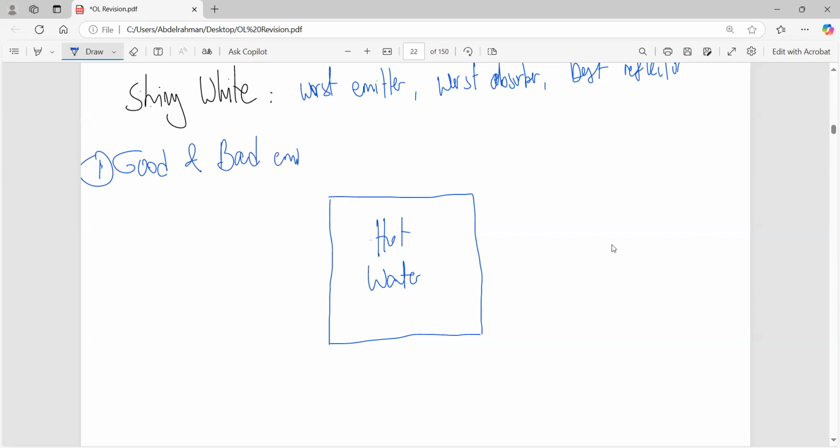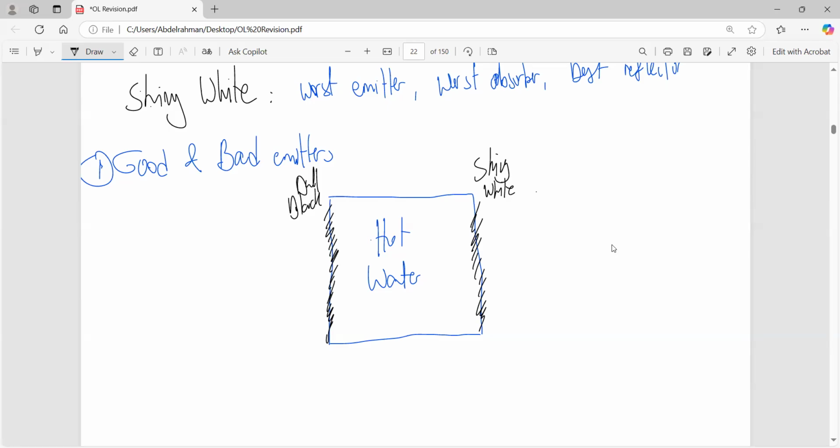So how can I differentiate between them? Simply, all I need to do is color each side using a different color. One of the sides would be, let's say, shiny white. So this is colored shiny white. And the other side would be colored dull black. So I have two sides, shiny white and dull black. Two different colors.